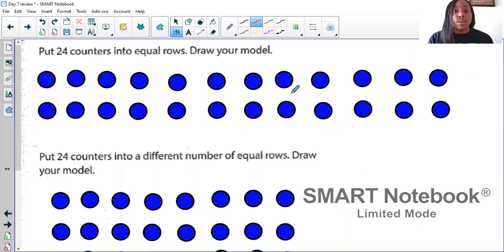But if we take a look right here, I see how many rows? How many rows do you see? 2 rows, very good. 2 rows of what? How many are in each row? So let's count. 1, 2, 3, 4, 5, 6, 7, 8, 9, 10, 11, 12. So 2 rows of 12. So what should that equation look like? 2 times 12 equals what? That's right, 24.